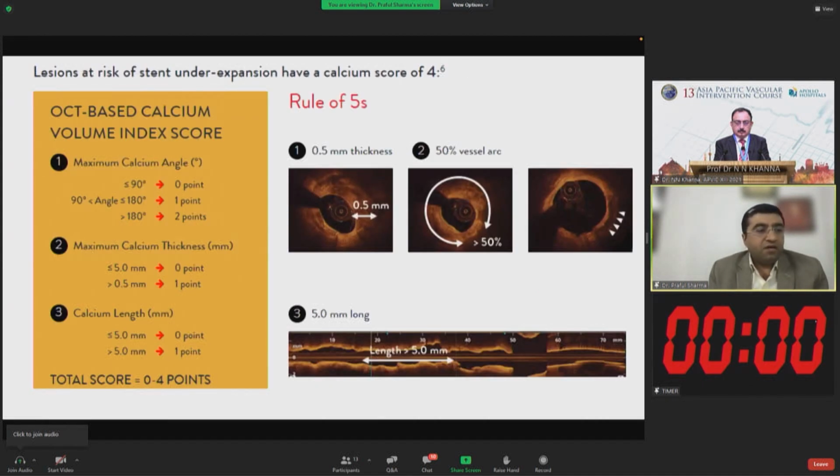Now, if a pre-stent OCT demonstrates maximum calcium angle of more than 180 degrees, that means more than 50% of the vessel arc, continuous length of more than 5 millimeters, and calcium thickness more than 0.5 millimeters, the lesion has a high risk for stent underexpansion with PCI. Consequently, these lesions should be treated with an upfront lesion preparation strategy to facilitate plaque modification and calcium fracture prior to stent implantation. This can be achieved with lesion preparation either with IVL, orbital atherectomy, or rotational atherectomy, or whatever the various debulking techniques which you have.